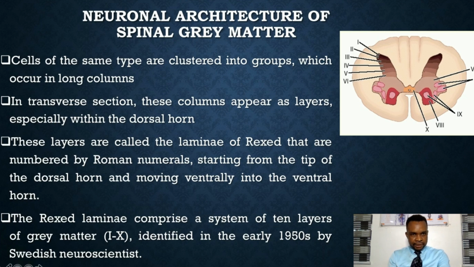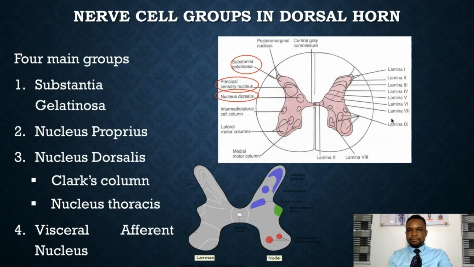Now, these layers are called the laminae of Rexed that are numbered by Roman figures. You can see from the diagram here lamina 1, lamina 2, lamina 3, lamina 4, lamina 5, and lamina 6. They are all arranged up to lamina 10. On this other side, you can see 7. This is 7, this is 8, this is 9, this is 10. So the spinal cord is arranged in lamina.